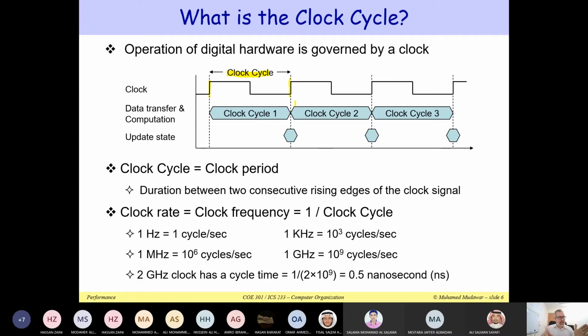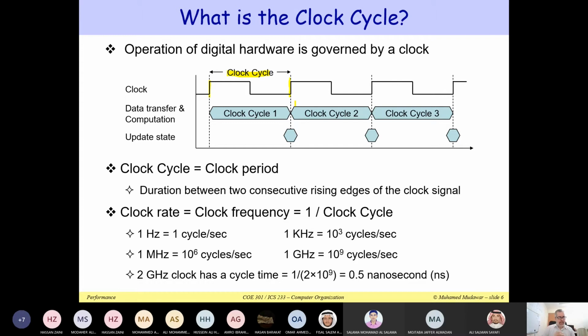And the same clock cycle repeats over and over again until, of course, you power down or turn off your computer system or your processor. If you turn off the processor, then the clock will stop. So the clock is always ticking, and the same clock cycle is repeated again and again.